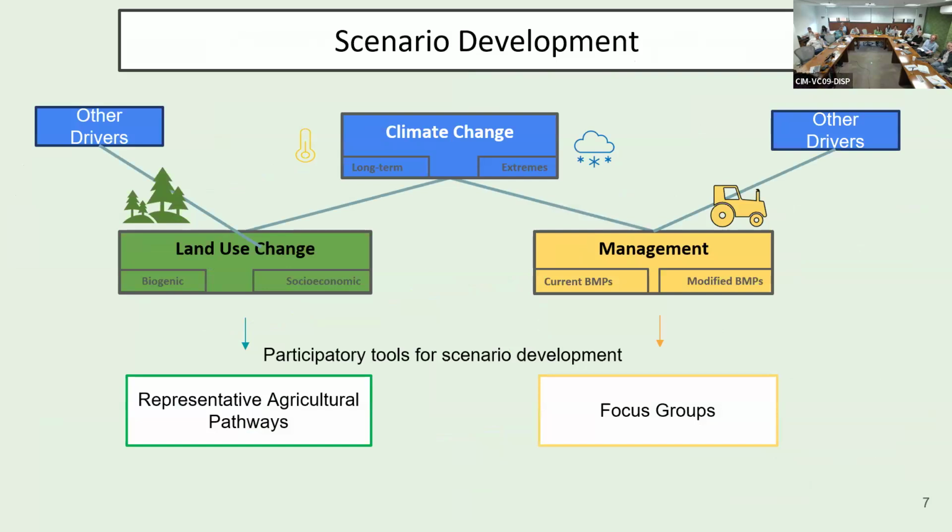The land use change, as I mentioned, is co-developed with stakeholders via this process of representative agricultural pathways. I'll talk a little bit about that. Again, Roberto is the expert. And I'm going to talk a little bit more about focus groups, which are led by a colleague, Malgosia Medejewicz, who's a social scientist in our group. Sorry, Malgosia, if you're listening, I butchered your name.